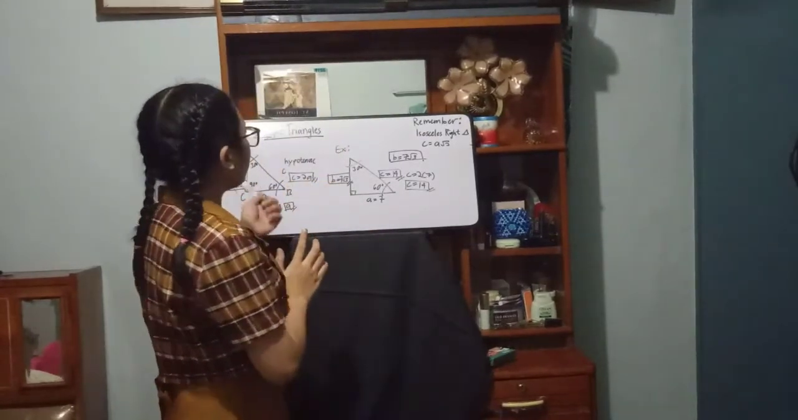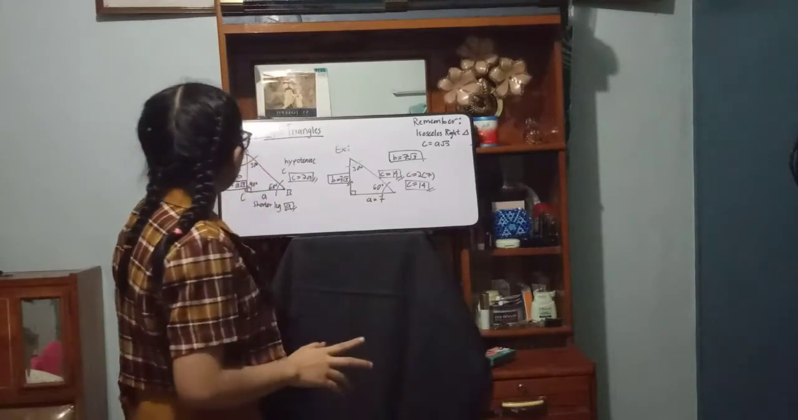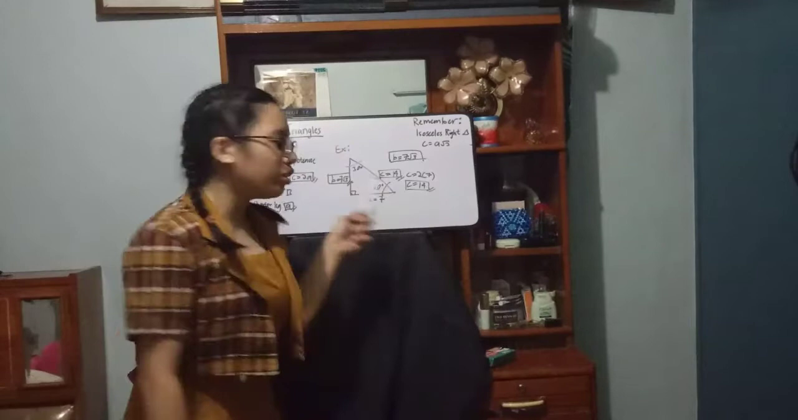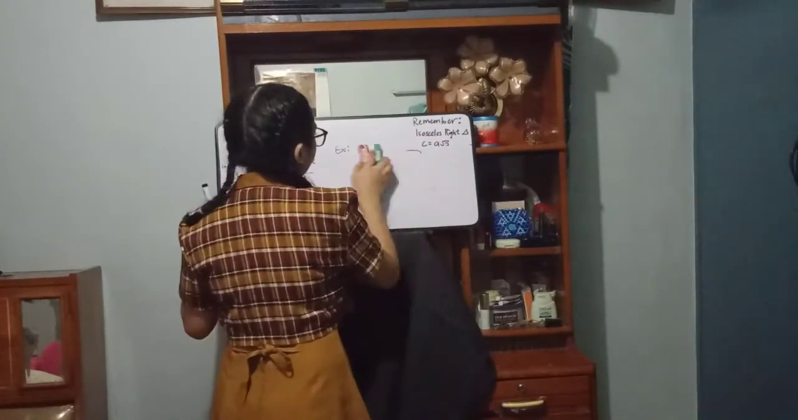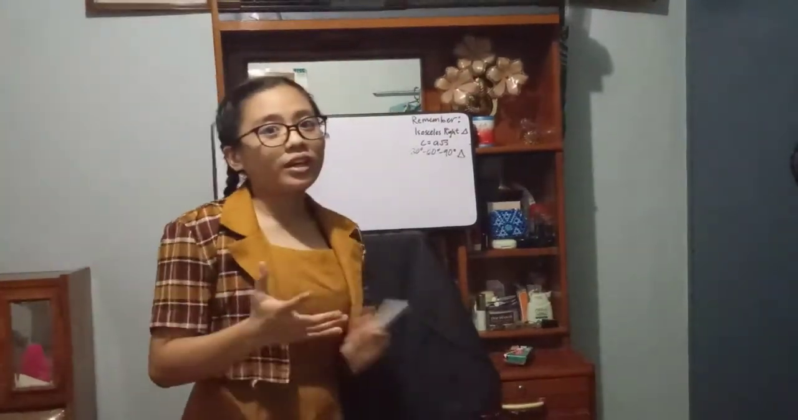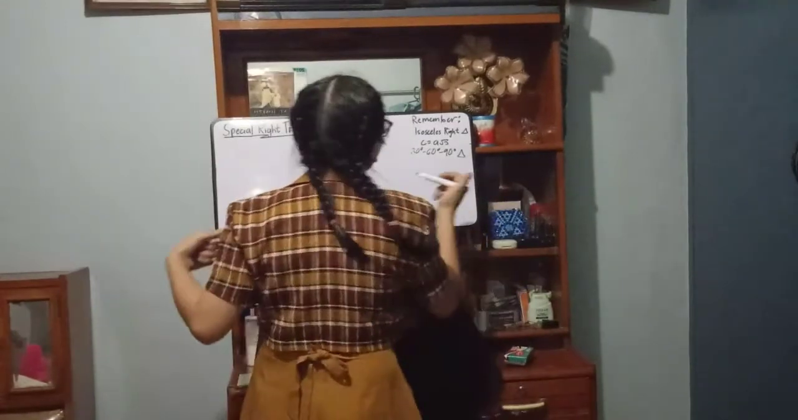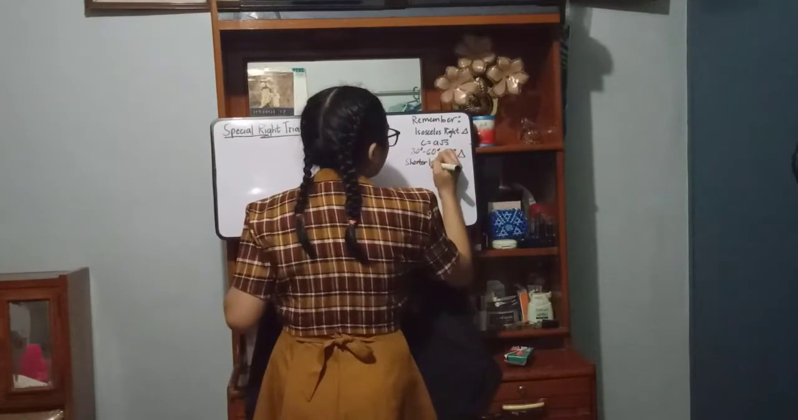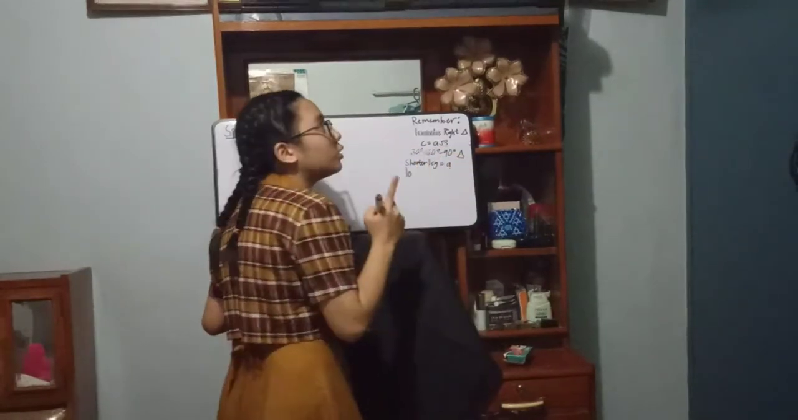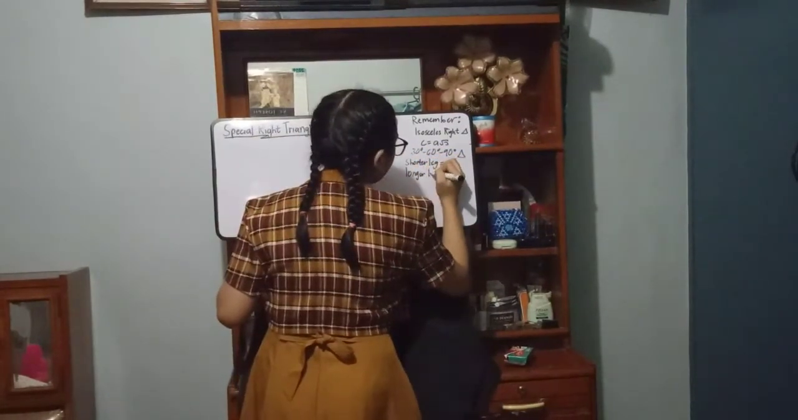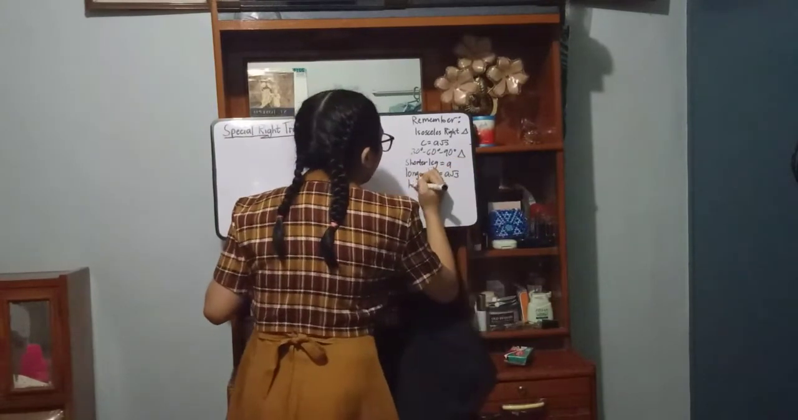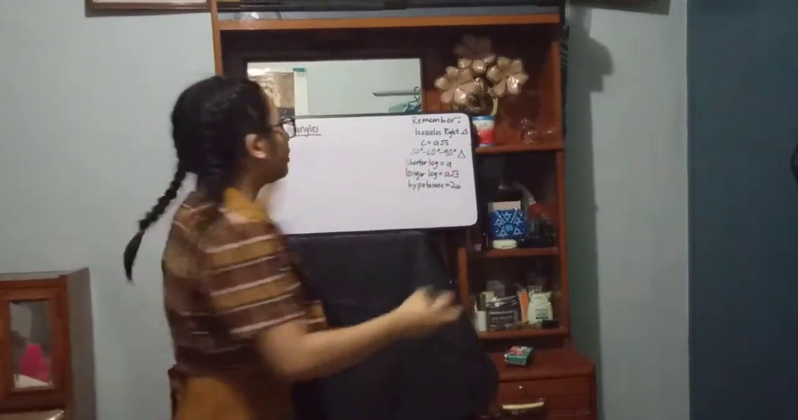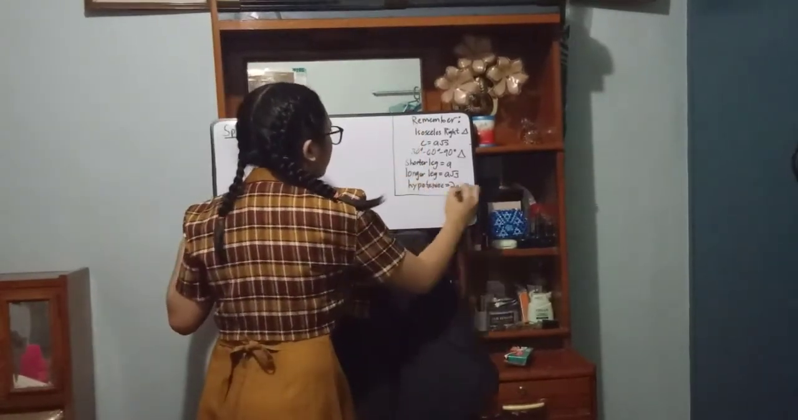It's just easy, right? You just need to remember these three formulas: the longer leg, shorter leg, and the hypotenuse. So I'll write the formulas for the 30-60-90 degree triangle. Shorter leg is equal to A. Longer leg is equal to A times the square root of 3. And hypotenuse is equal to 2 times A. So that's it. Just remember these formulas.